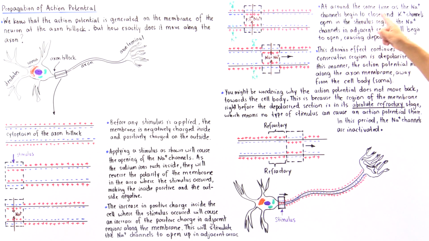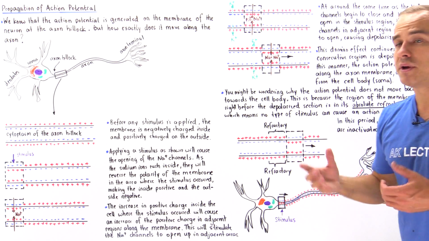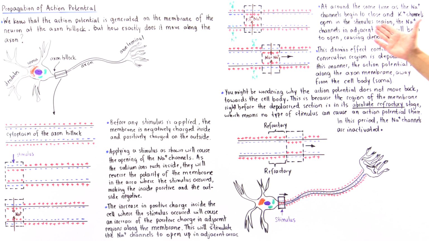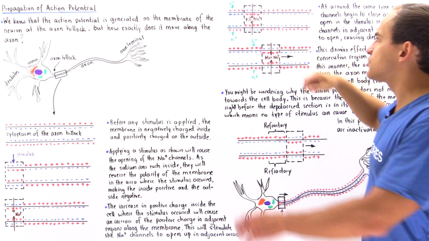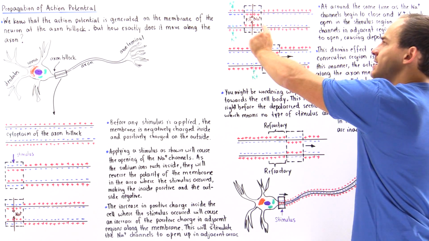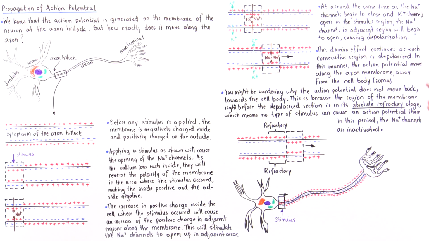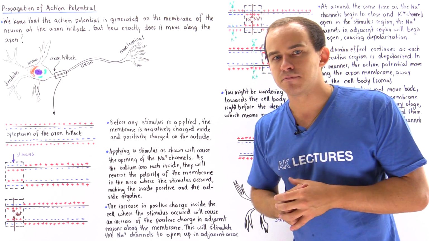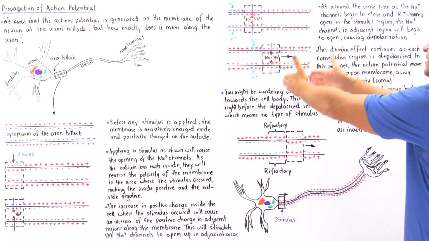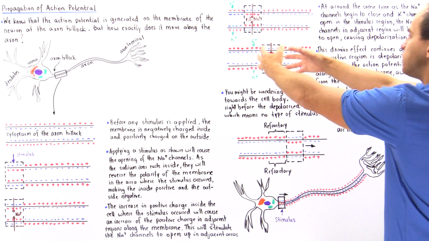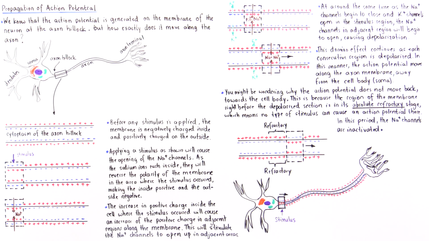So once again, at around the same time as the sodium channels begin to close and the potassium channels begin to open in the stimulus region, in this region here, the sodium channels in the adjacent region will begin to open, causing depolarization to take place here. So we have depolarization taking place here and repolarization taking place here. Now, in this same effect, we basically have a domino effect taking place. And so each adjacent consecutive region will basically be depolarized as our action potential moves along our cell membrane.